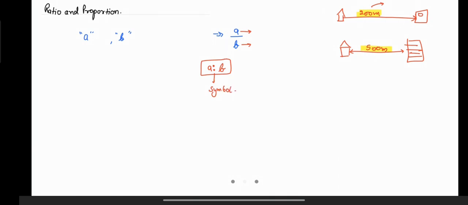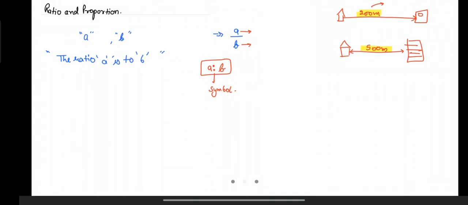How do we choose that a is the numerator and b is the denominator? Yes, it can be b upon a also, but it depends on what is being asked and how you are comparing it. For example, if I am saying the ratio a is to b, I am finding a is to b. If I want to find b is to a, then I will write b upon a. So here I'm comparing a with the value b.